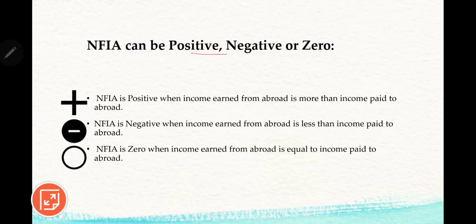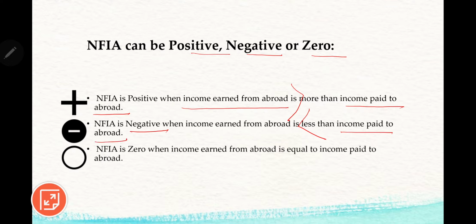Now, NFIA can be positive, negative or zero. It is positive when income earned from abroad is more than income paid abroad. That is, our normal residents from abroad earn more than what we pay to non-residents from our domestic territory. It is negative when income earned from abroad is less than income paid abroad. That is, our normal residents from abroad earn less than what we pay to non-residents from our domestic territory. It is zero when income earned from abroad is equal to income paid abroad.